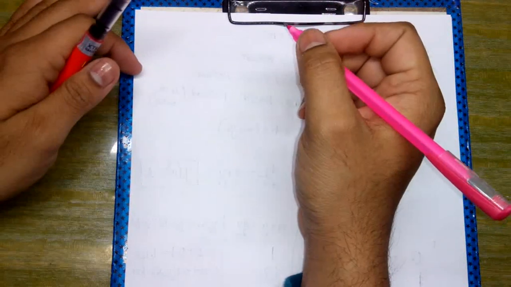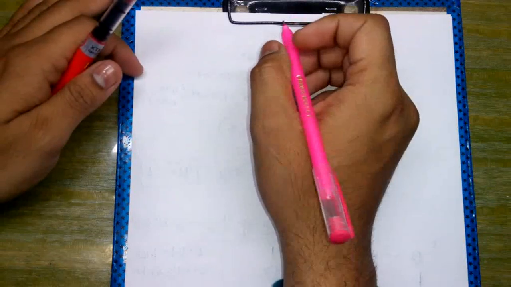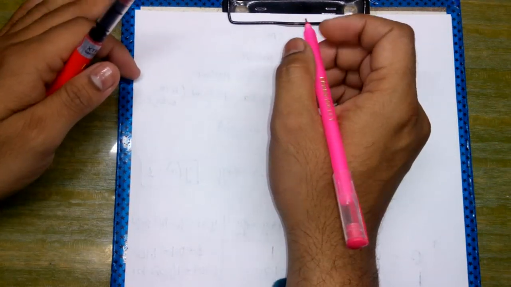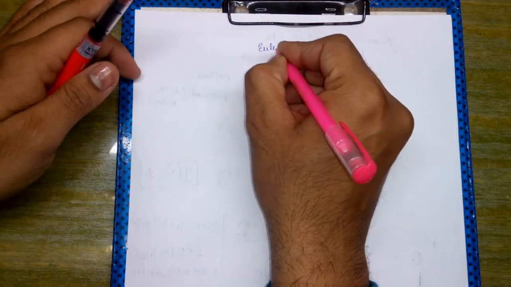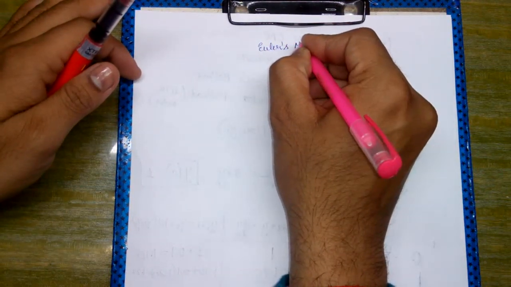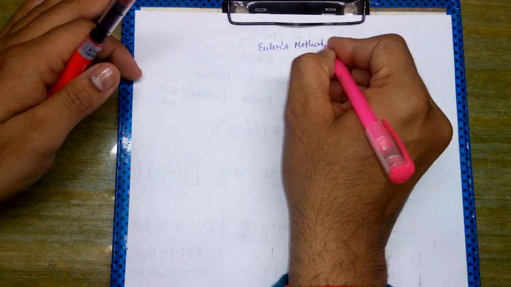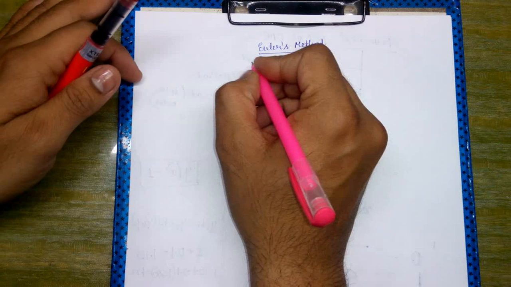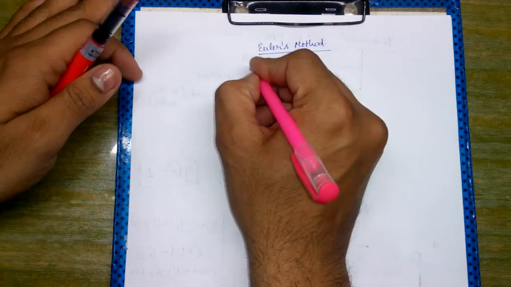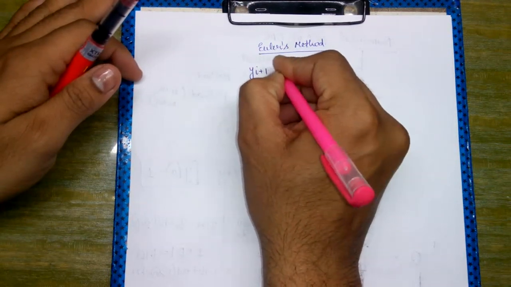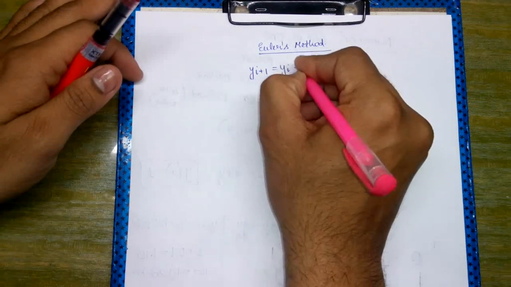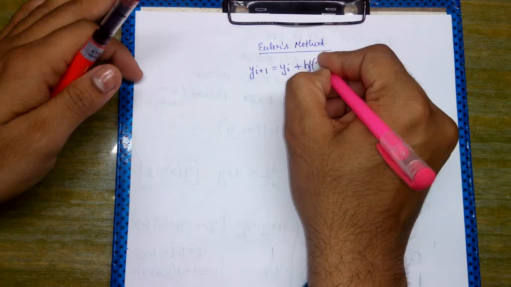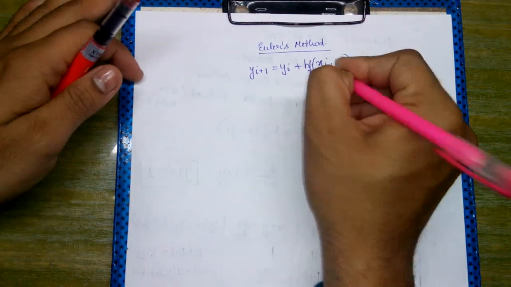Previously we were discussing the numerical methods, and in the numerical methods we started with the solution of differential equations, and the first method that we were discussing was Euler's method. In Euler's method, the general iterative formula that was used is y of i plus 1 is equal to y i plus h into f of x i comma y i.